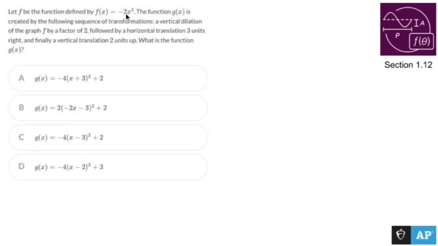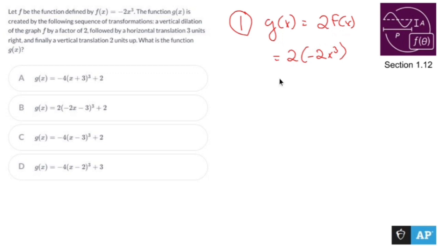Let f be the function defined by f of x equals negative 2x to the third. The function g of x is created by the following sequence of transformations: a vertical dilation by a factor of 2, then a horizontal translation, and then a vertical translation. So let's go in order. Step number 1, a vertical dilation of the graph of f by a factor of 2, which means that so far, g of x is going to equal 2 times f of x. Vertical dilation has you multiply 2 to the entire thing. So far, what we get is 2 times negative 2x to the third, which is negative 4x to the third.